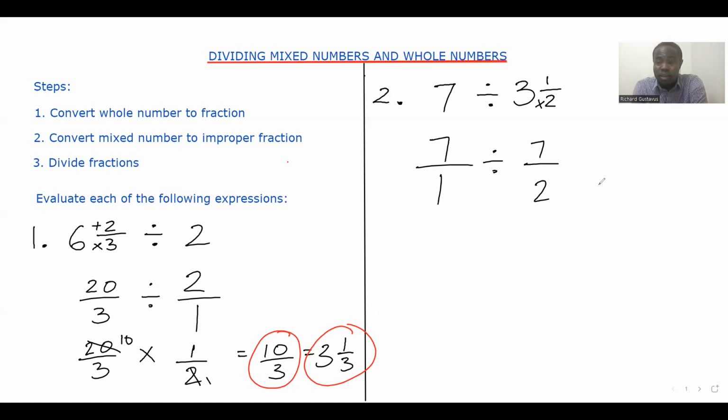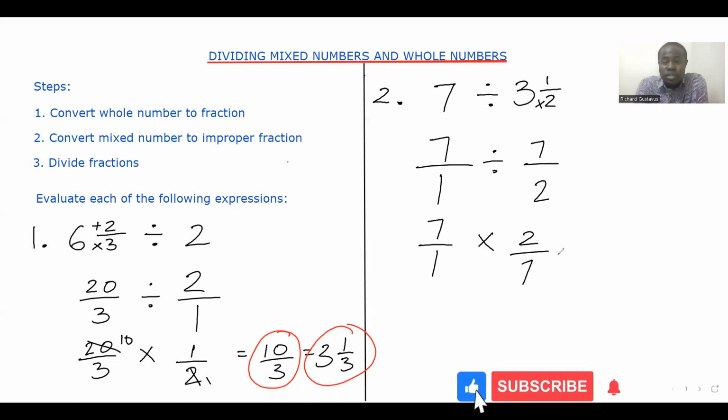This is where we convert our division to multiplication by following these steps. So we write the first fraction as is. So it's 7 over 1. Afterwards, we change our division sign to multiplication. Afterwards, we reciprocate the second fraction. So it's going to be 2 over 7.